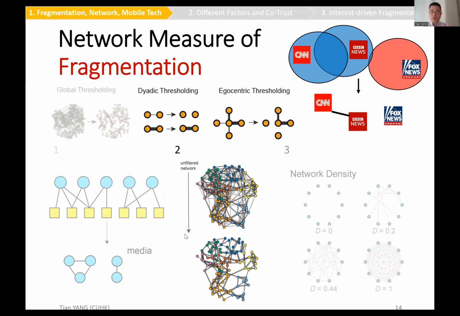There are three ways of doing this, as you see here above: global thresholding, dyadic thresholding, and egocentric thresholding. I will skip all the math behind. The theoretical intuition, again, is that we want to preserve those duplications that help us examine fragmentation. We don't treat two outlets with only one common user the same as two outlets with thousands of common users, right? We cannot treat them the same.